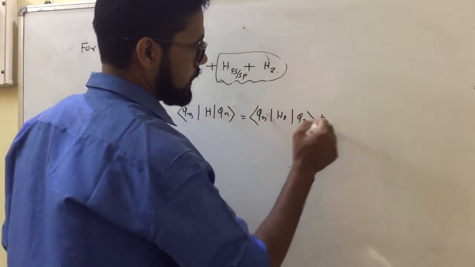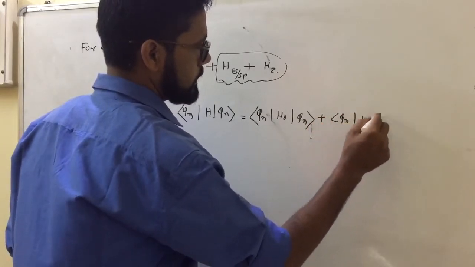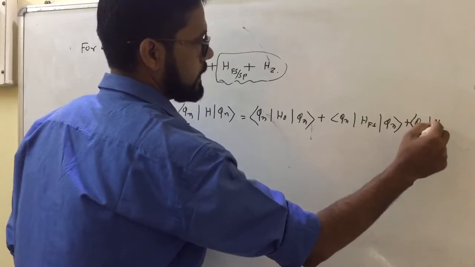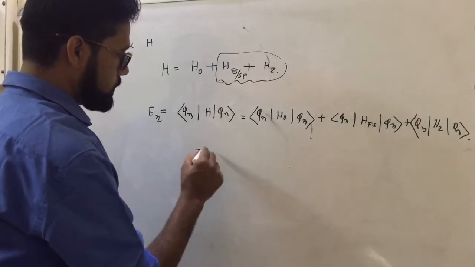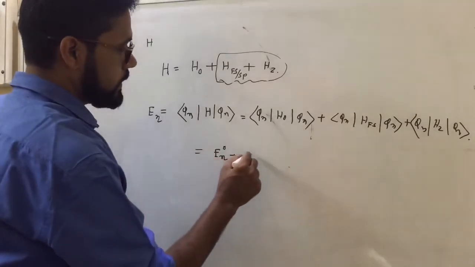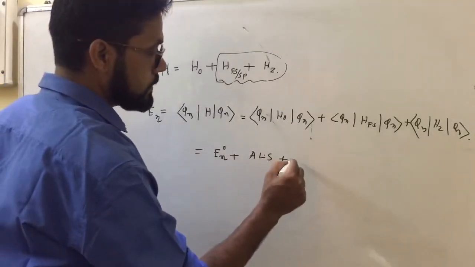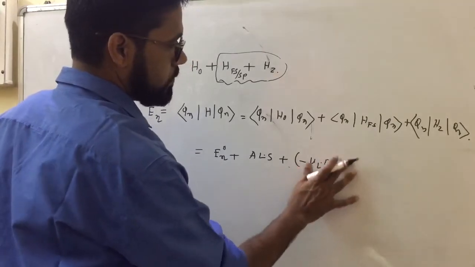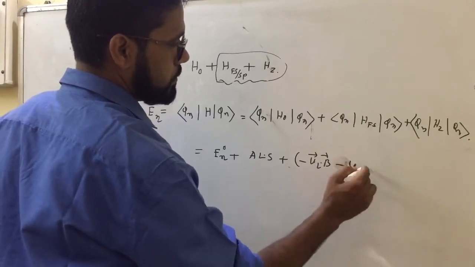This is the first order perturbation expectation value. This is how we calculate. The first term will give you the original energy of the hydrogen atom. The second part is the spin orbit interaction term. The third term is minus mu L dot B plus minus mu S dot B, the magnetic vector form.